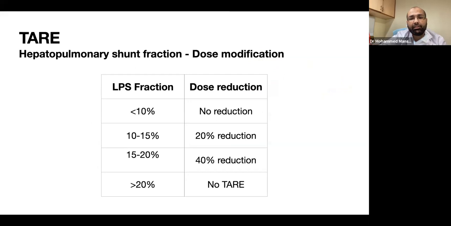If the fraction is less than 10%, we can go ahead with the full dose of THER. If the fraction is 10 to 15%, we need to reduce the dose by 20%. If it's 15 to 20%, we need to reduce it by 40%. And if the fraction is more than 20%, we cannot do THER. It's a contraindication.